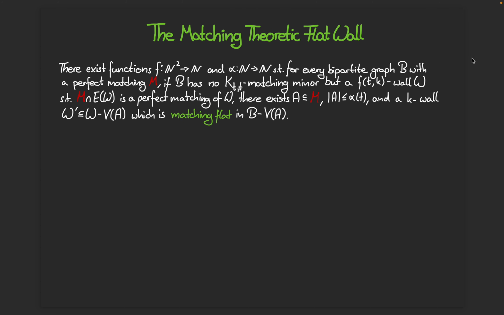So here we have a statement of the matching theoretic flat wall. It says there are two functions, f and alpha, such that for every bipartite graph B with a perfect matching M, if this graph does not contain K_{t,t} as a matching minor, but it has a large enough wall W whose matching aligns with the matching M, then there exists a subset A of edges of M, not too many of them, and a smaller wall within W, which is flat in B after I delete the endpoints of this set A.